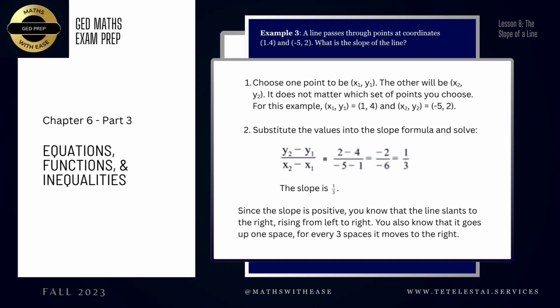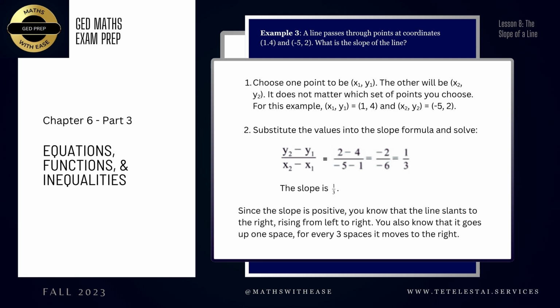So in this example, we're told that a line passes through points at coordinates (1, 4) and (-5, 2). What is the slope of the line? So you want to choose one point to be your x1, y1, and it doesn't matter. You can start with this point, or you can choose (-5, 2). In this example, they let (1, 4) be x1, y1. So logically, (-5, 2) will represent x2, y2.